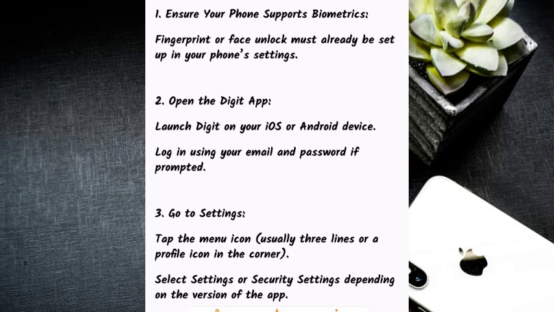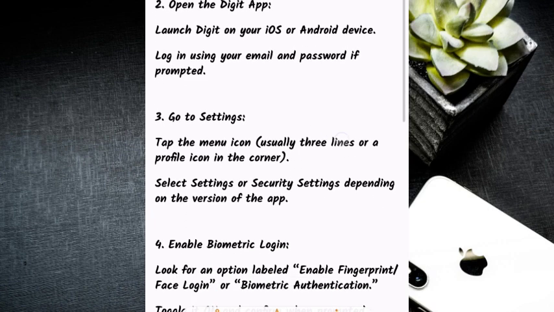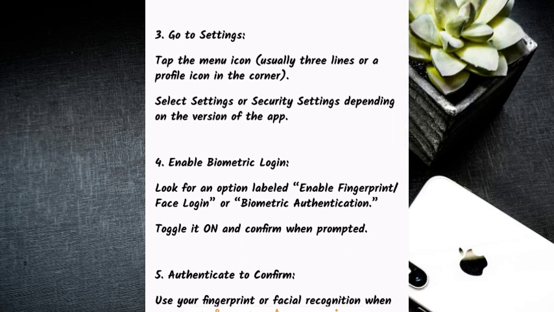Once you're in, go to Settings. Tap the menu icon, usually 3 lines or a profile icon in the corner, and select Settings or Security Settings, depending of course on the version of the app. And once you're there, enable biometric login. Look for an option that's labeled Enable Fingerprint or Face Login, or it could be labeled Biometric Authentication.